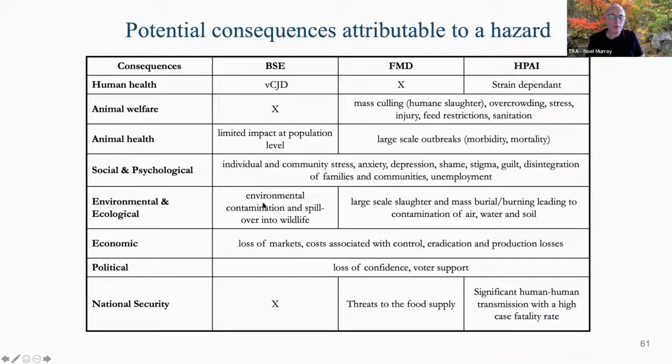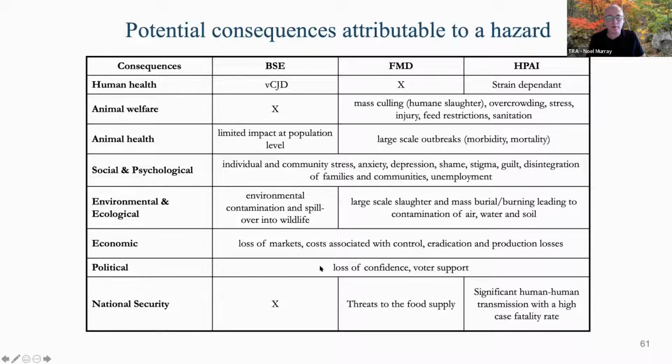Are there any environmental or ecological impacts? For BSE, you might be concerned about spillover into wild populations, wildlife, such as deer. For FMD and HPAI, maybe we need to look at the impacts associated with large-scale slaughter or mass burial, or perhaps burning, leading to contamination of air, water, and soil. Economic consequences, we've talked already about collapse of markets, loss of markets. There's also, of course, the costs associated with control, eradication, and production losses.